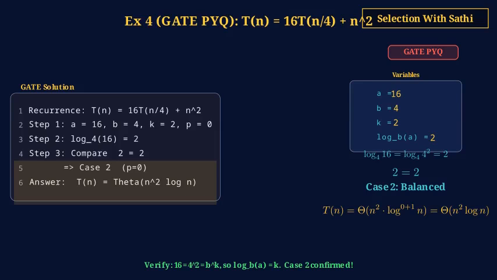Many students rush and pick theta of n squared, but case 2 adds the extra log n factor. The recursion tree has log base 4 of n levels, and each level does n squared total work. So the total is n squared times log n. Remember, when log base b of a equals k, always multiply by log n.